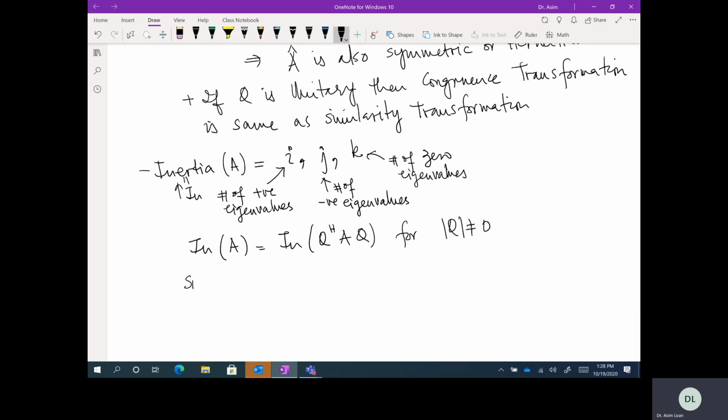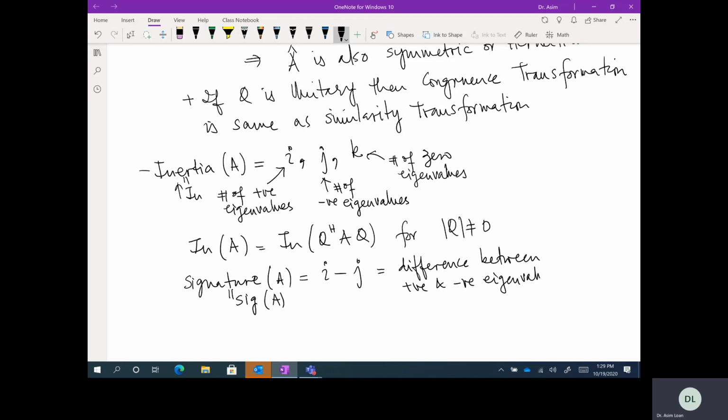Besides the inertia, there's another thing, which is the signature. The signature is written as SIG. So the signature of A is I minus J, the difference between the number of positive and negative eigenvalues.